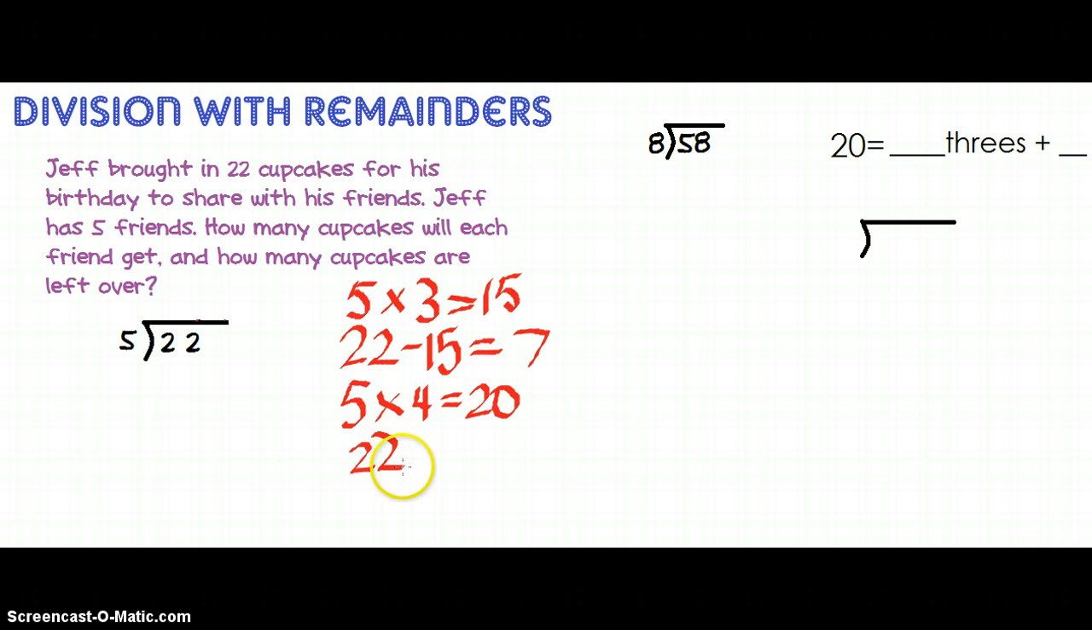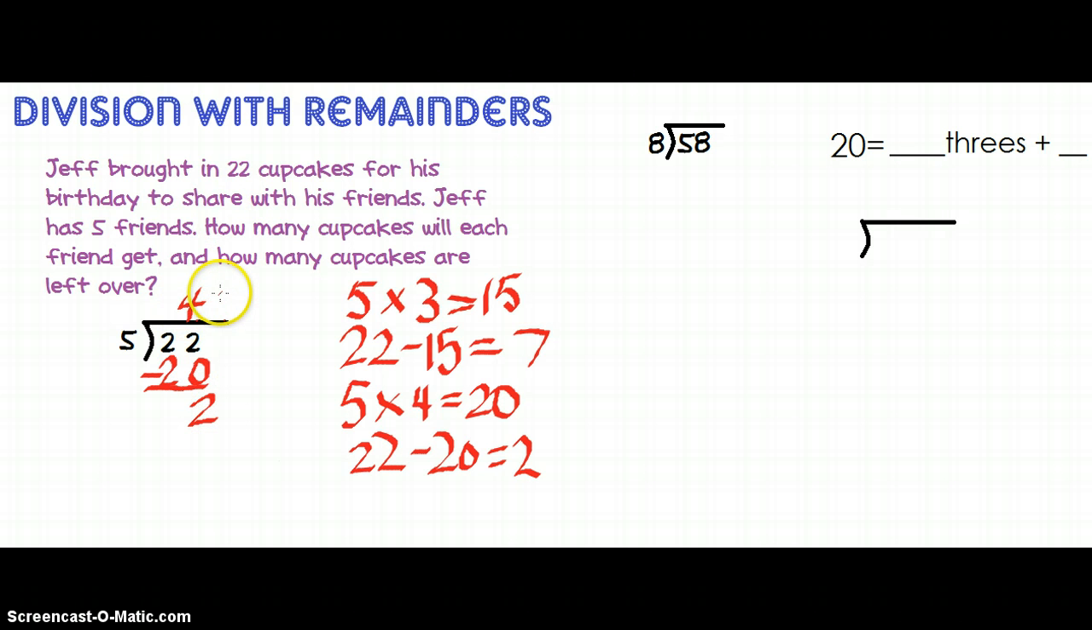22 minus 20 equals 2. Now, I have fewer cupcakes than I have friends, so I'm good to go. I can write my 4 up here. I'm going to write it in the ones place. 4 times 5 is 20. I just take my answer up here and multiply it by 5, and I get 20. 22 minus 20 is 2. I have 2 left over.